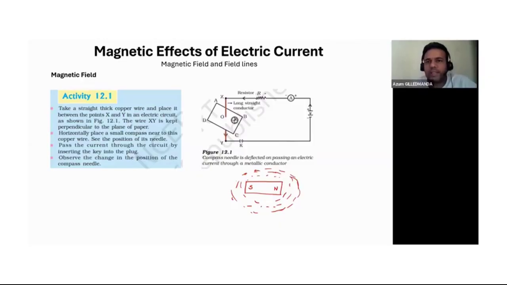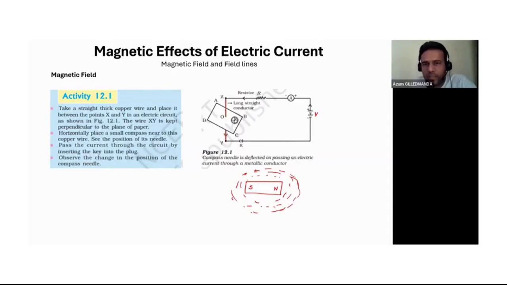Now, if a current is passing through a particular conductor or a wire, there are some experiments which have proved that there exists a magnetic field. So let's understand this experiment from your NCERT book. There is a circuit here. We have a battery with a certain voltage V, and an ammeter to measure the electric current, and there is a resistor, and then there are two ends, one end is X, the other end is Y.